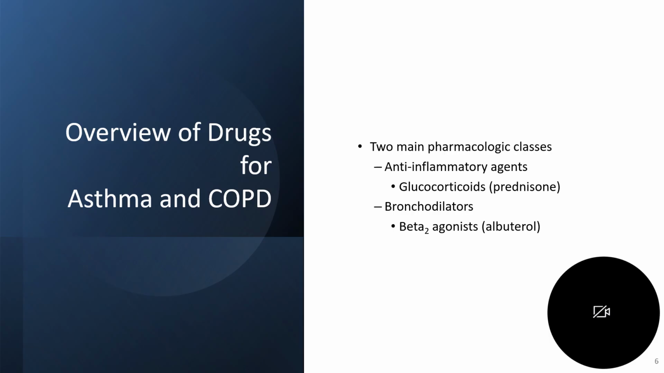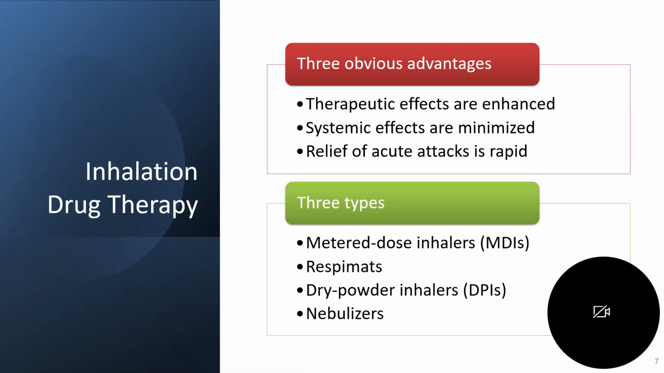Okay? So the types that we're going to discuss, here we are again with our glucocorticoids, okay? In this instance, we are not giving this because they are deficient in cortisol, okay? We are giving this because we're treating inflammation, okay? For bronchodilators, we are talking about beta-2 agonists, okay?